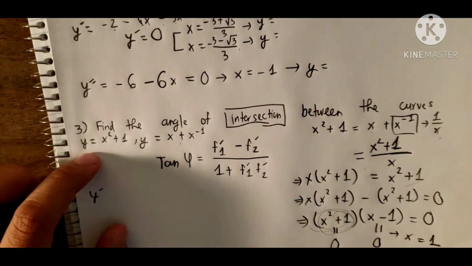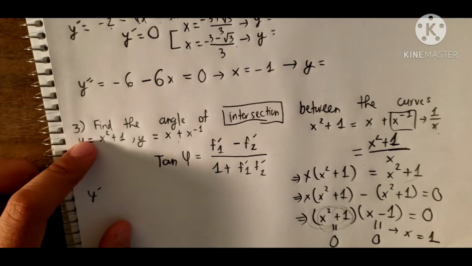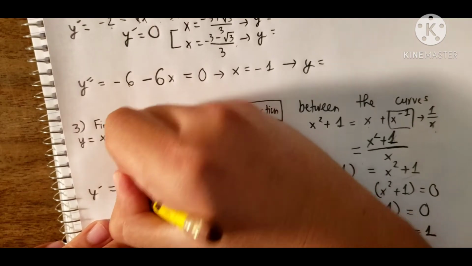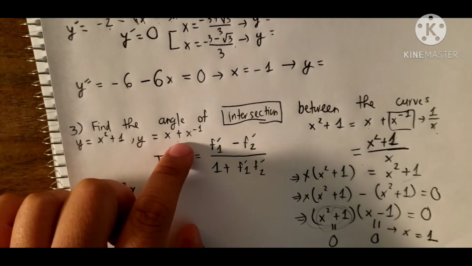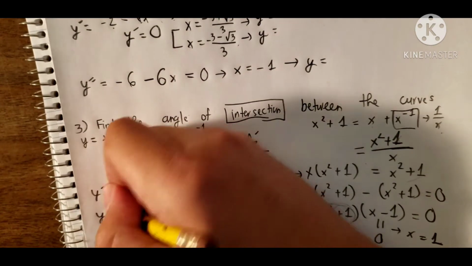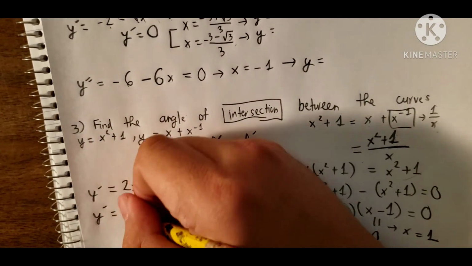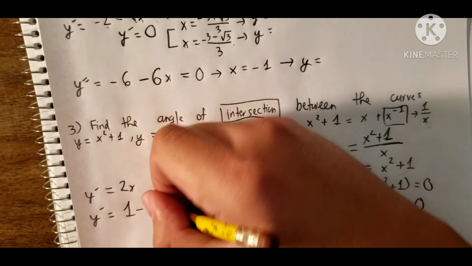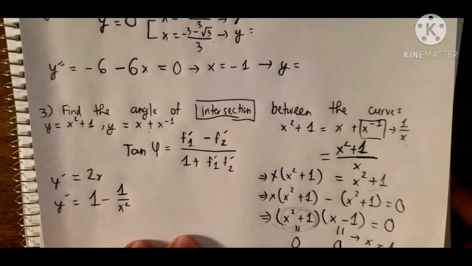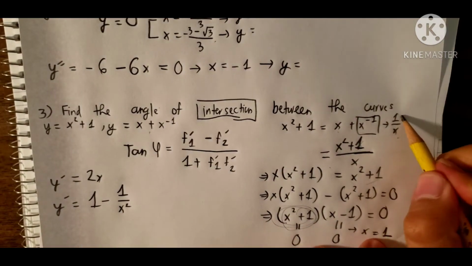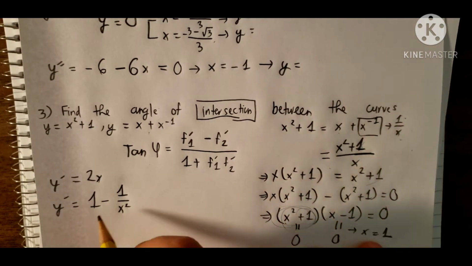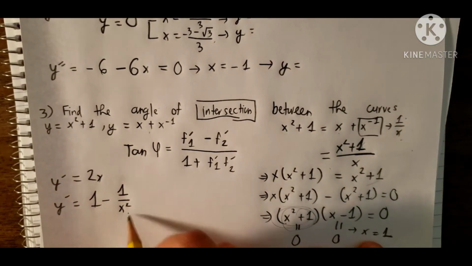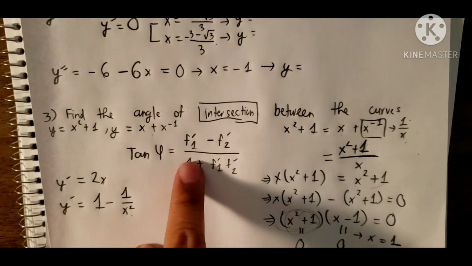So first, the derivative of the first one is 2s. The derivative of the second one is 1 minus 1 over 2s^2, because the derivative of 1 over s becomes minus 1 over s^2. So now we put it in this equation.